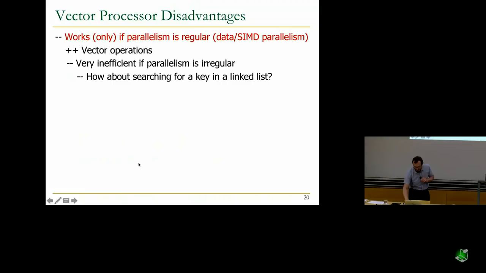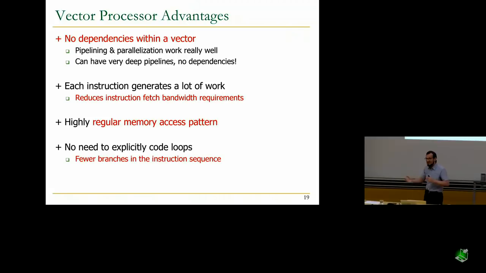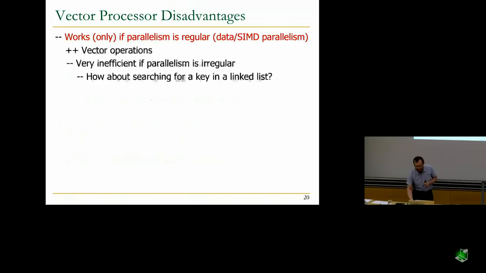Now, of course, with everything, there are many advantages, but there are also disadvantages. And it's really important to understand these very well. The big disadvantage here is that it works only if you have this regular parallelism, data parallelism, or SIMD type of parallelism, right? So plus plus is vector operations. If you're doing a lot of operations on vectors, arrays, images, matrices, that's great. But if your parallelism is irregular, these machines are very, very inefficient. GPUs are, for example, extremely inefficient if you want to run a program where there are a lot of dependencies that are very, very irregular. Basically, if you're doing scalar operations all the time, right? For example, searching for a key in a linked list, there are a lot of dependencies over there. Unless you're doing this on many, many linked lists and everything is in parallel, this becomes very inefficient.